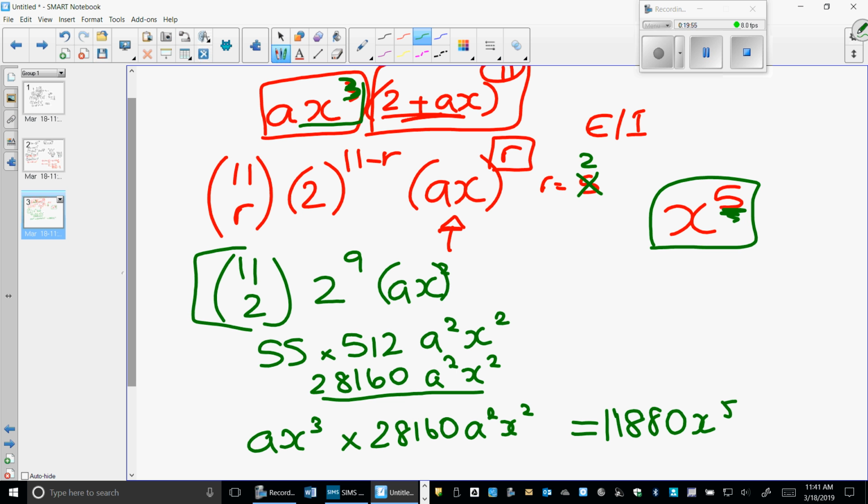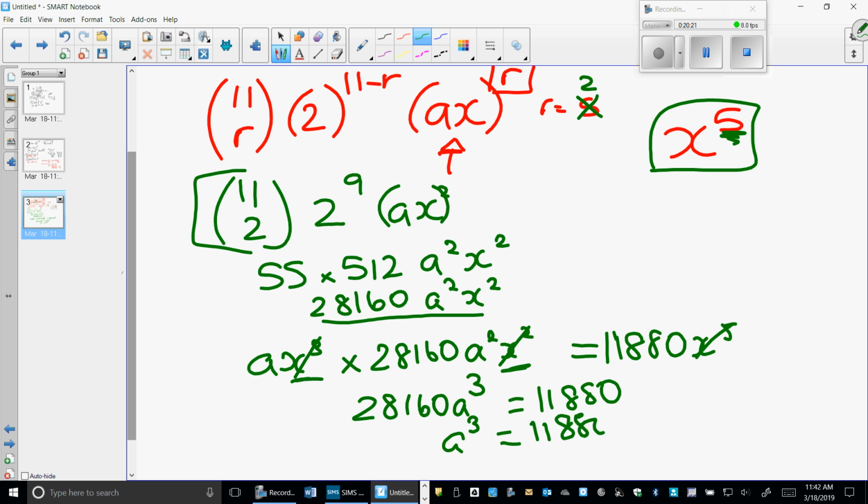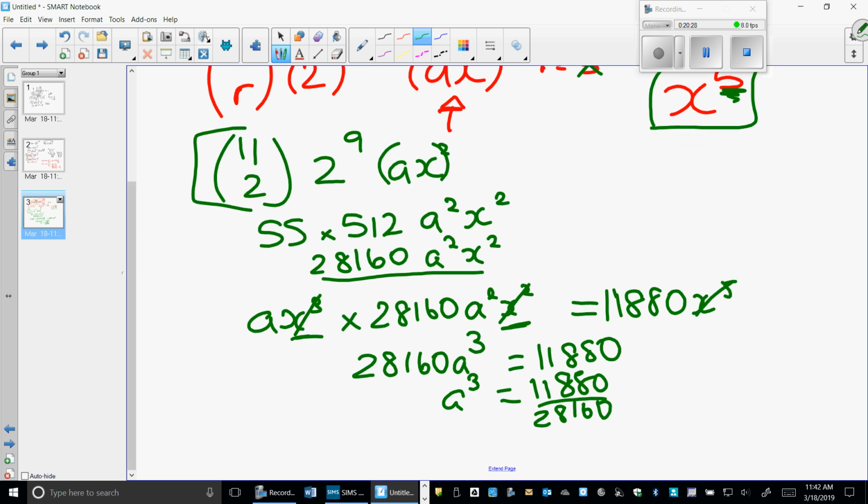So essentially we can ignore the x's, so we know that x cubed multiplied by x squared gives us the x to the 5. So let's name them out. And then we've got a multiplied by this, which gives me 28160a cubed. And then you cube root.